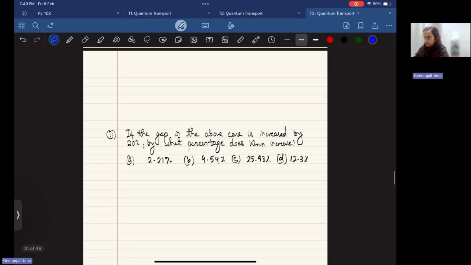Next question, it's a continuation of question number 12. It says, if the gap in the above case is increased by 20%, by what percentage does W minimum increase? So we are increasing the gap by 20%. Then what will be the percentage change in W minimum?